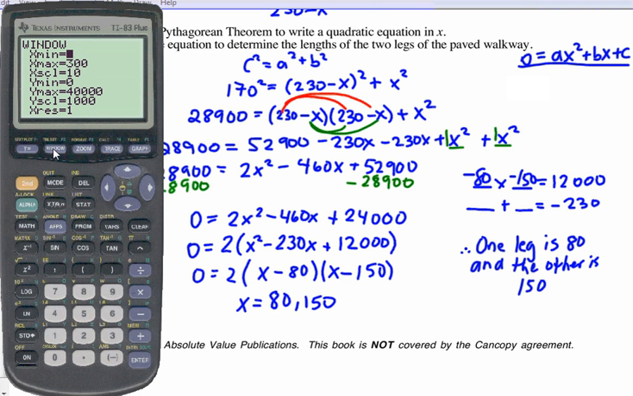How do we find intersection points? Not zeros. Second trace. Nope. Because we have two y's, number 5 for intersection. Graph, second trace, 5. You have to scroll over to the one you want. So I'm already over here. Enter, enter, enter. X equals 150. Second trace, 5. Scroll over to the other one. Push enter 3 times. And there's 80. So 80 and 150.